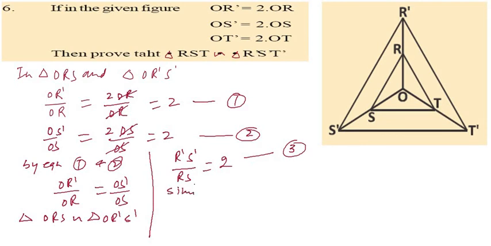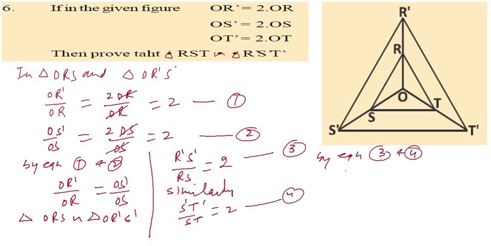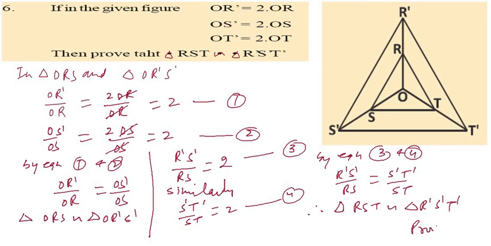So similarly, S dash T dash upon ST will also be 2. By equations third and fourth, R dash S dash upon RS will be equal to S dash T dash upon ST. That means triangle RST is similar to triangle R dash S dash T dash, and hence proved.